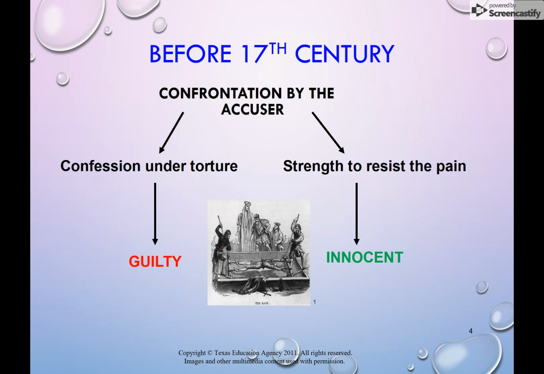Went a little something like this. Someone accuses you of doing something wrong. You've stolen their sheep or their cow or duck, whatever. You get confronted by the person accusing you. So they might see you in the market or in the street and they'll scream at you, "Hey, you stole my cow." And someone would hear them and they would cart you off to jail.